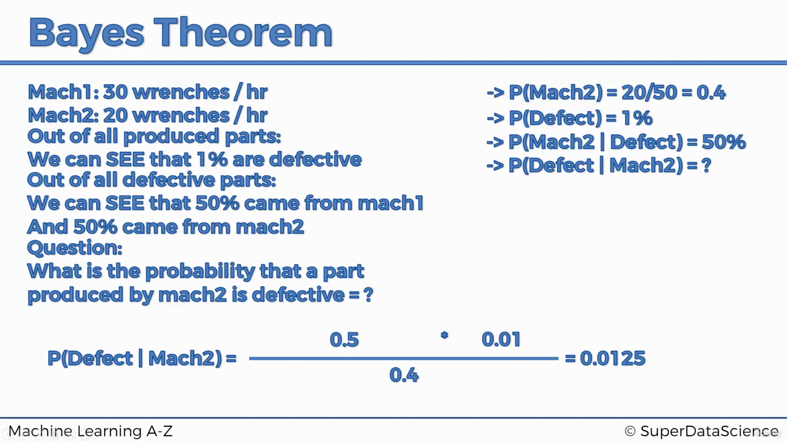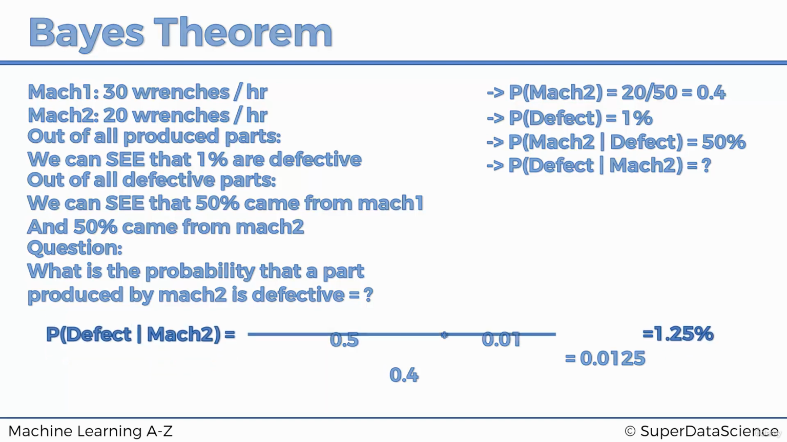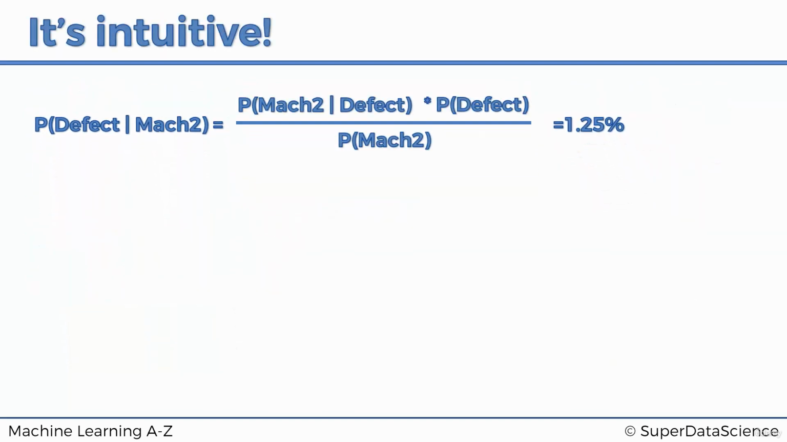Now let's move on to the intuition, the fun stuff. So there's 1.25%, let's move this to the top. That's our Bayes theorem. Let's look at an example, and you'll see that it's actually very intuitive what we just did. It all makes total sense.